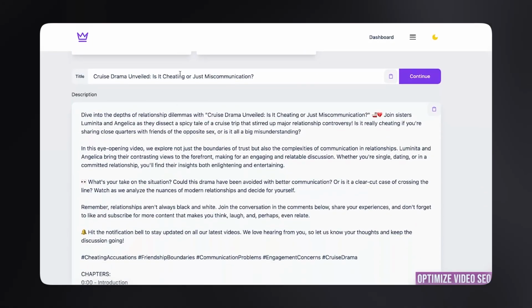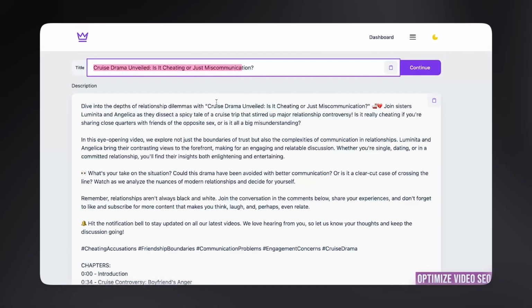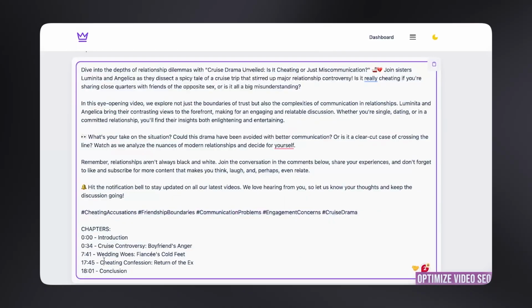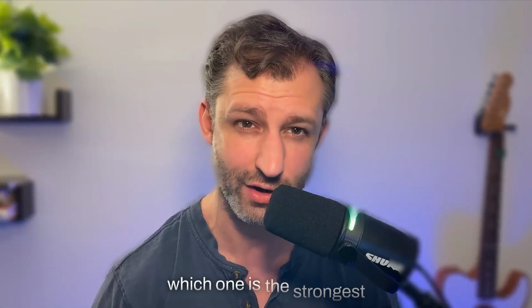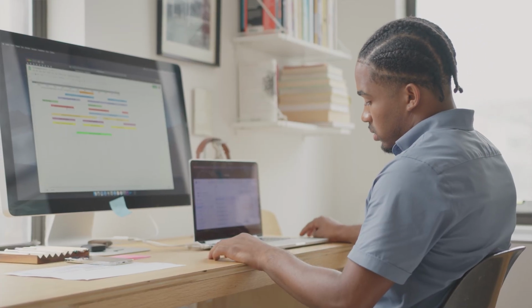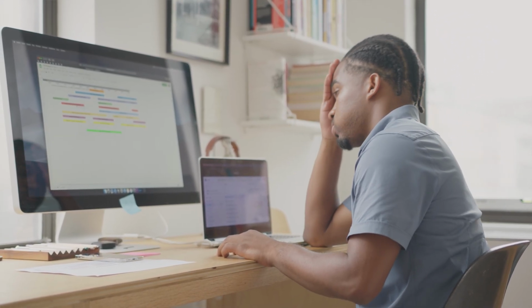Each title gets a score for how likely it is to get clicks. So instead of guessing or going with whatever your tired brain feels like at midnight, you've got a real read on which one is the strongest. It writes your descriptions and your chapters too, which, let's be honest, is busy work that nobody enjoys.